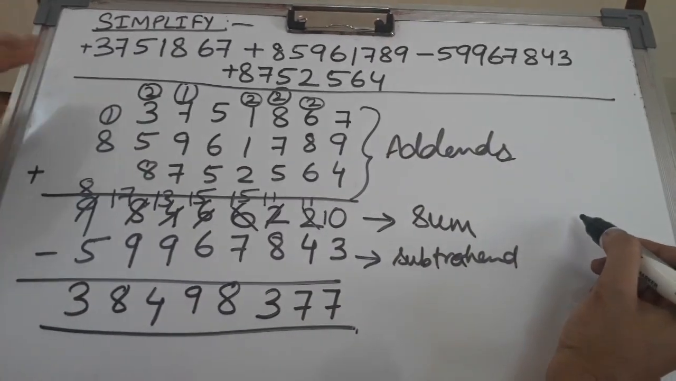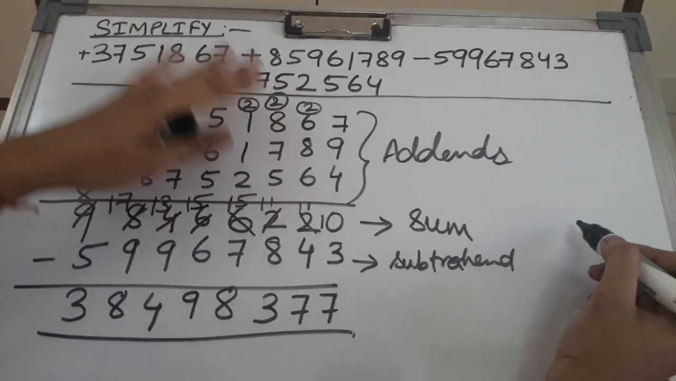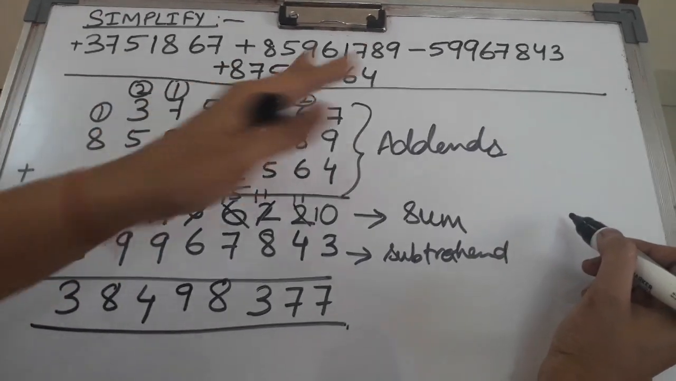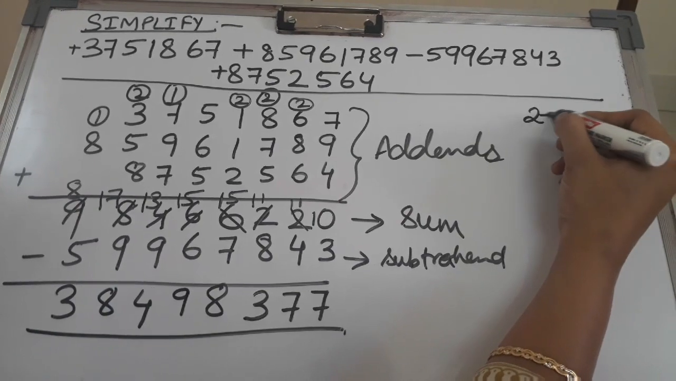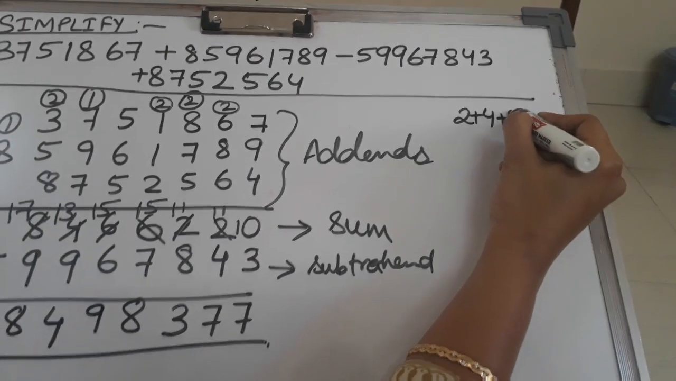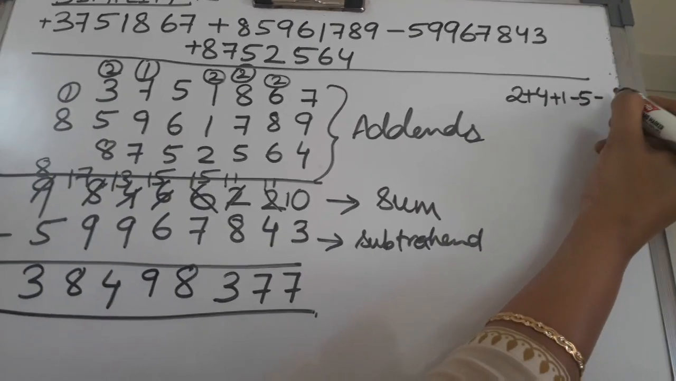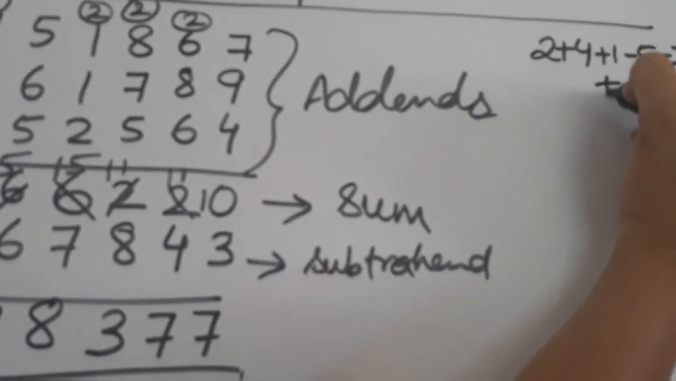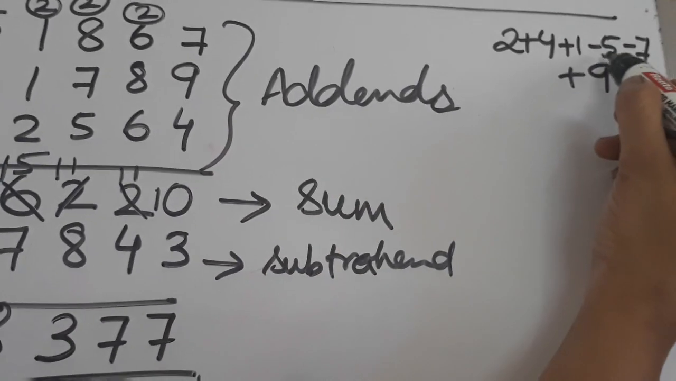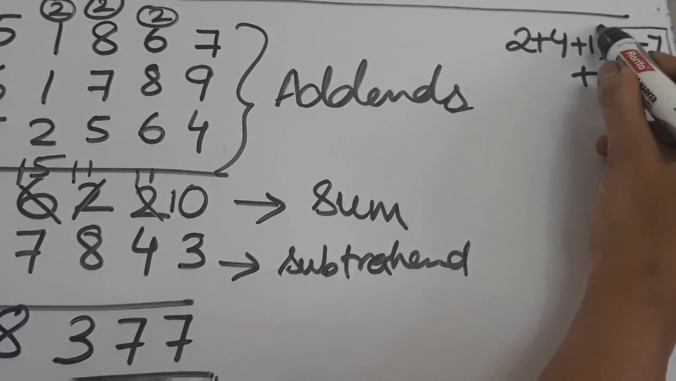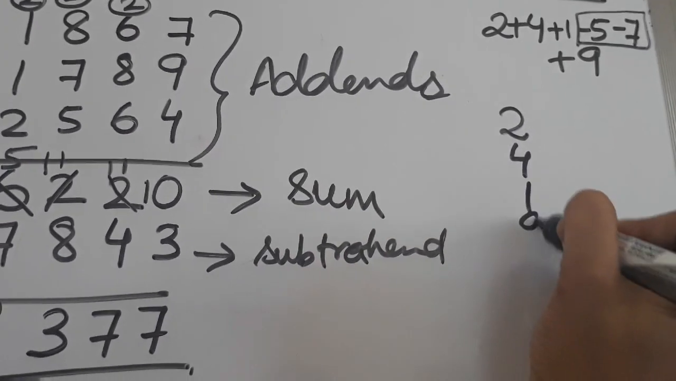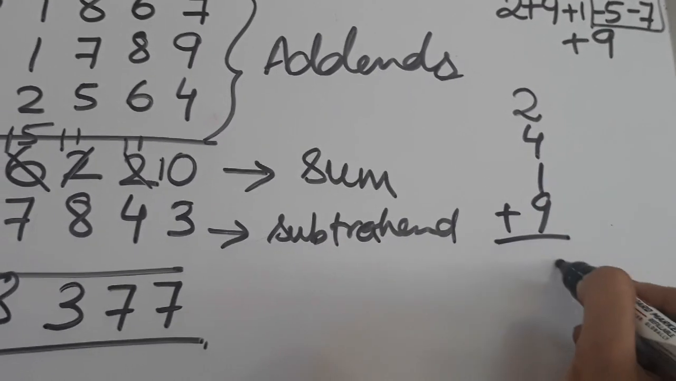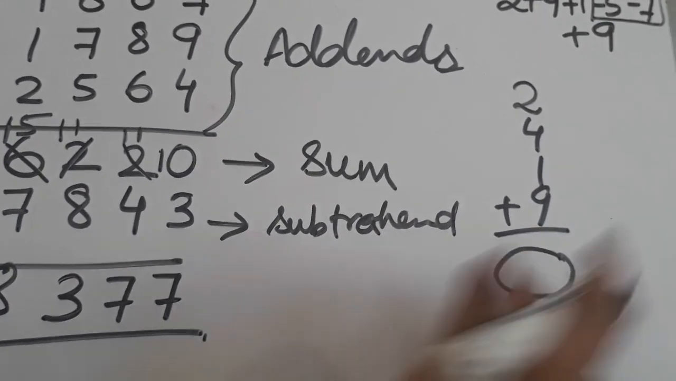First we have to take all the plus numbers. We will add first, then we will do the subtraction. Suppose the question is like this: 2 plus 4 plus 1 minus 5 minus 7 or plus 9, like this, meaning subtraction numbers are more. Then what do we have to do? First we will add all the numbers, then the answer we are getting we will keep here.